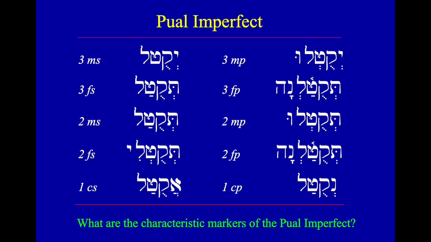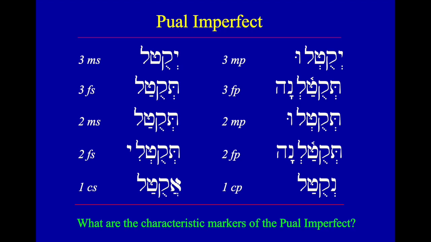But here's the Pual imperfect. Notice it's pretty much the same thing. You've got double middle radical. You've got your schwa underneath your preformative. What's characteristic of it is that you have this oo underneath your first radical, just like you did for the Pual perfect. So yequtal, tequtal, and so on. Those are all that's your Pual, right? You've got those vowels there that are part of the name of the very stem itself. So you don't have to worry about this.